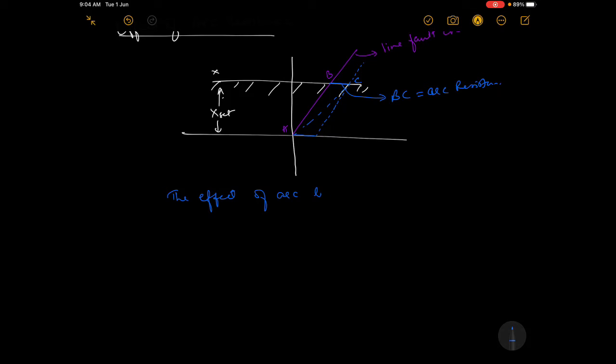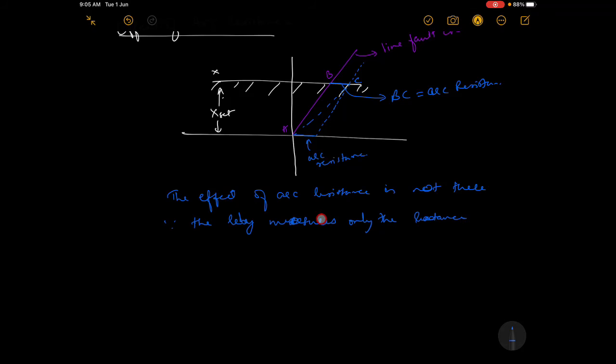Because of that, the effect of arc resistance is not there, because the relay measures only the reactance. So this is the arc resistance. Since it measures only reactance, and reactance is this only, this is the point up to AB it will protect. So there is no underreach problem.